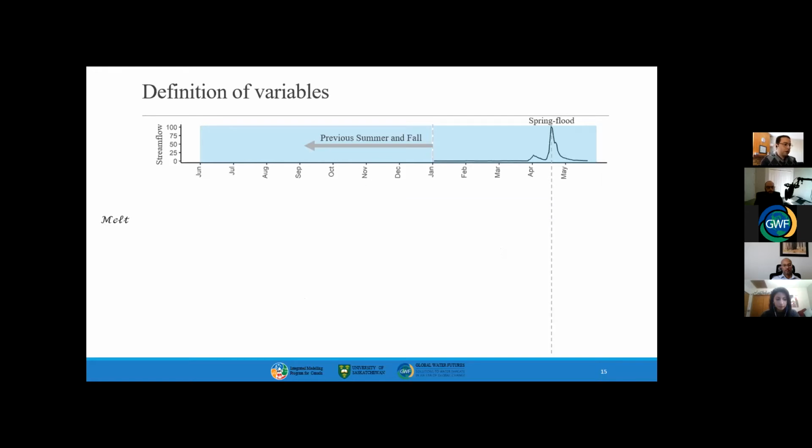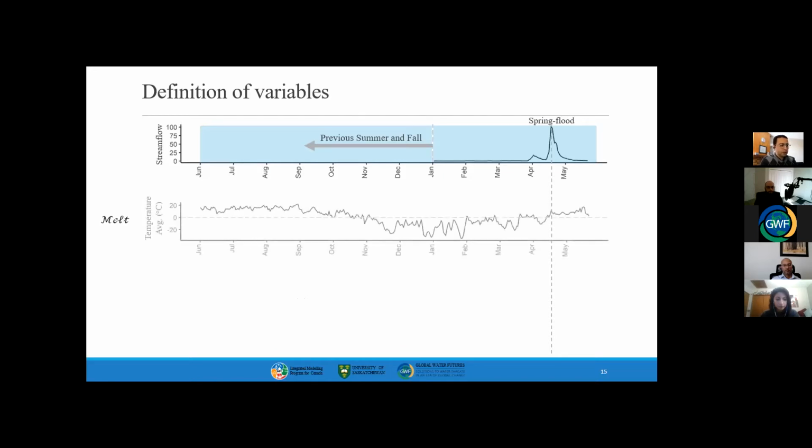The last variable that we have is called the melt, and it's also estimated from the daily average temperatures during this period.